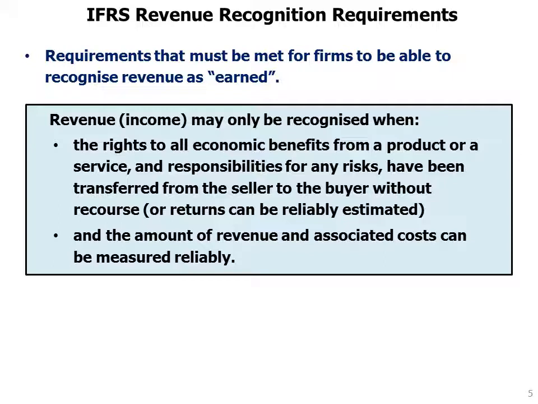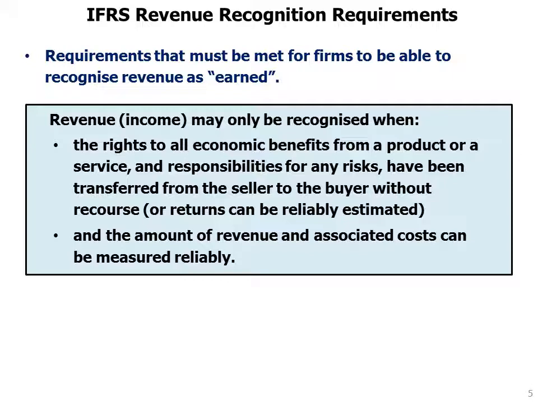The buyer cannot return goods to the seller without good cause, or in the case of retail sales, returns can be reliably estimated. The second condition is that the amount of revenue and its associated costs can be measured reliably. If a firm cannot measure reliably its associated costs, then it cannot calculate a meaningful profit figure for the transaction. If not all of the costs associated with the sale are recognised, it would allow firms to overstate their profit for the transaction.